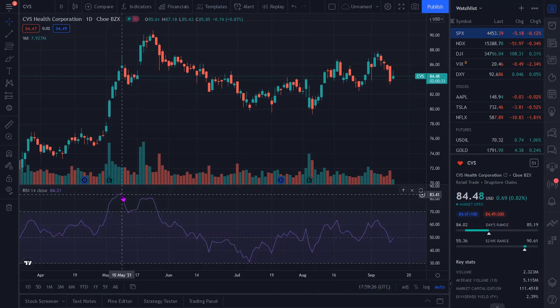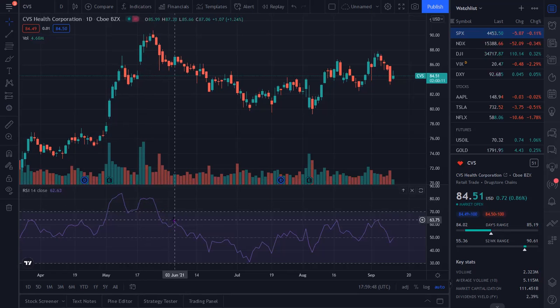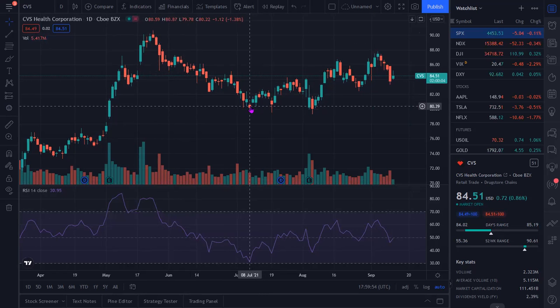On 10 May, you can see that CVS has hit a new high, and so has the RSI. And then again, on 18 May, the security recorded a higher high, and the RSI has recorded a lower high. And then what happens after that is you see the stock price drop as well as the RSI, right? And we have a drop from about 90 down to 80, right? So that's divergence right there.